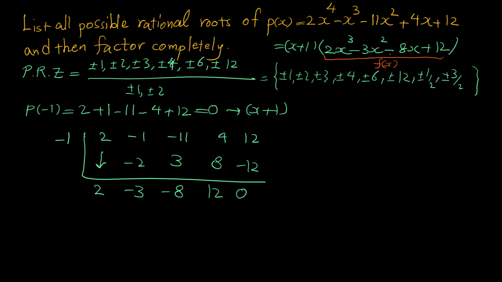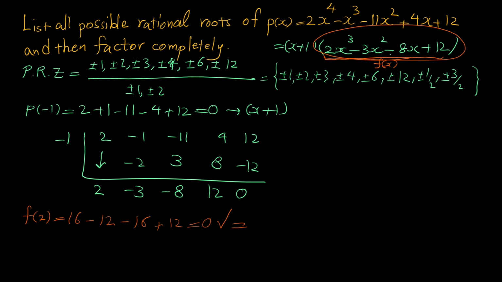So we check for the next number, which is 2. We check 2 to see whether it is a factor or not. If we plug 2 into f, then we have f of 2 equals 2 times 2 to the 3, which is 16, minus 3 times 2 to the 2, which is minus 12. Minus 8 times 2 is minus 16. And at the end we have 12. Is this 0? Yes, it is 0. So what do we conclude from this? It means that x minus 2 is a factor of that polynomial.